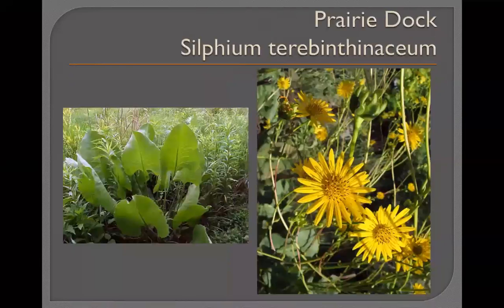Prairie dock, Silphium terebinthinaceum. I call this the hosta of the prairie. Wide foliage, beautiful plant, but it's one that, again, you want to make sure you don't put in a more formal bed, or you cut the stems back after it's done blooming, because it will vigorously self-seed and take over a garden setting. So again, one of those plants that's beautiful. It has its place in the landscape, but maybe not so much in a formal bed.